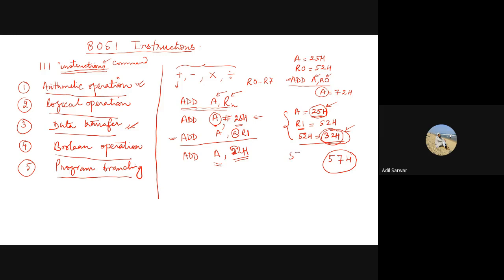3 to 5 and 5 to 7, 57H. Okay, again 57H. So I hope it is clear, the operation of add.